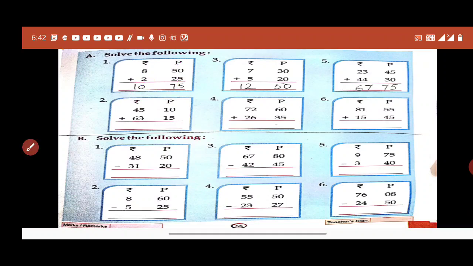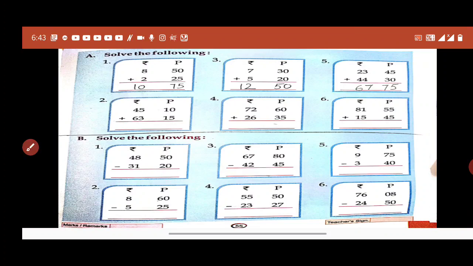Moving on to the subtraction now. 48 rupees 50 paisa minus 31 rupees 20 paisa. So again 0 minus 0, 0. 5 minus 2, 3. 8 minus 1, 7. 4 minus 3, 1. So simple addition and subtraction you have to do of rupees and paisa, children.